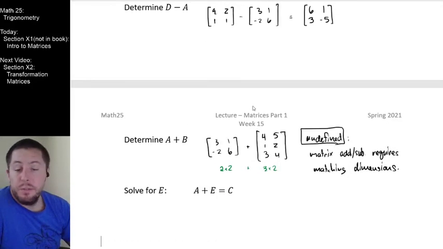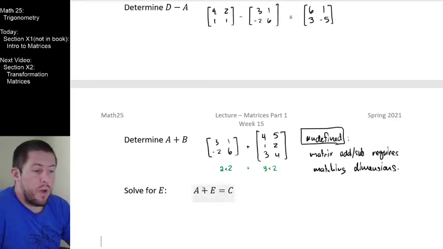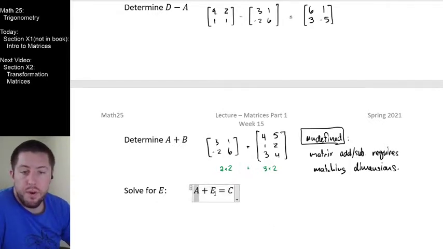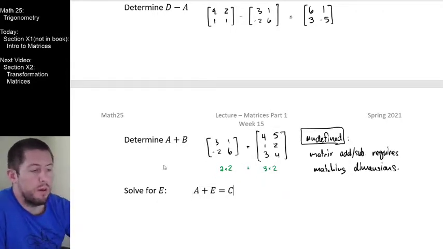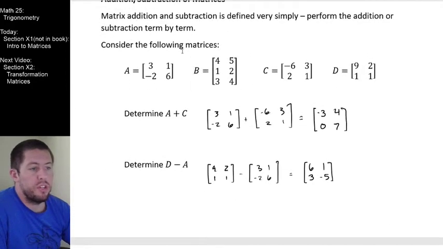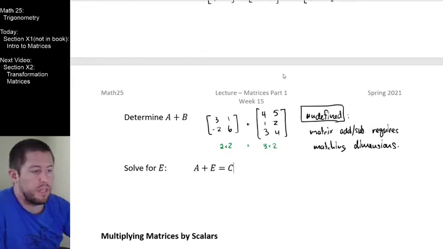Finally, we can do some sort of solving operations out here as well. We can solve for the matrix E, which is unknown. We have matrices for A and for C. And so fortunately, we can just do some algebra operations out here. So we've got the matrix A is the 3, 1, -2, 6.